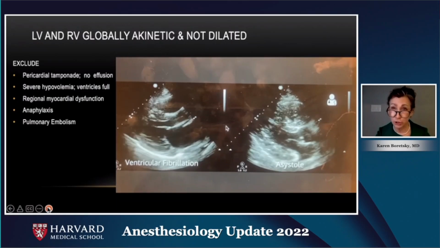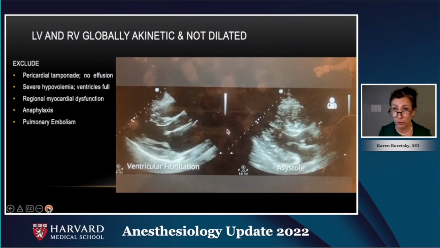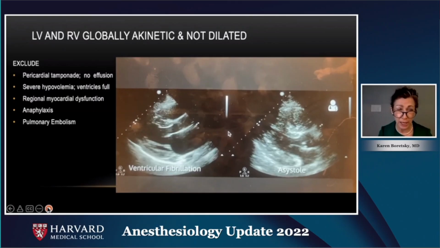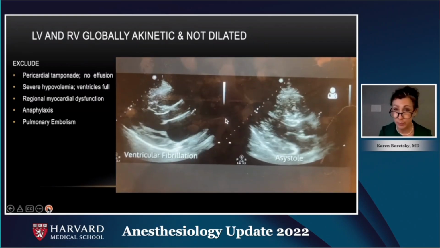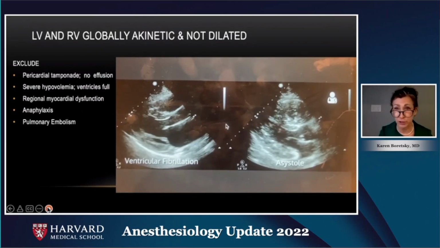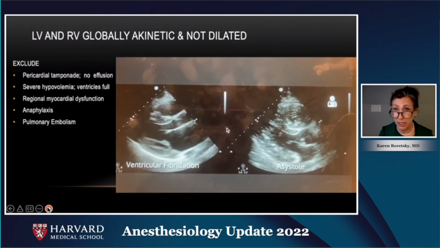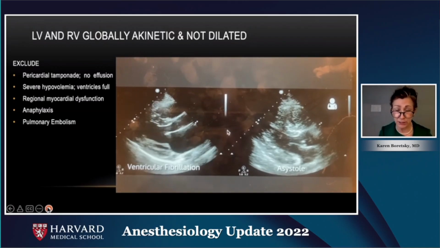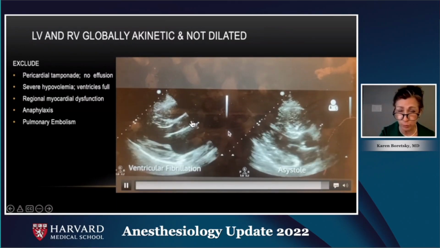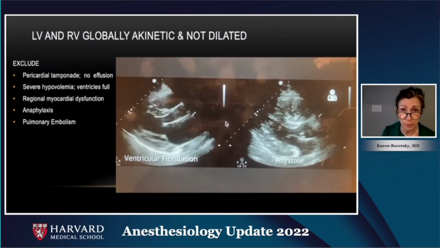What we can exclude from the picture on the left is we know that the patient doesn't have pericardial tamponade physiology and no effusion. We can see that the ventricles are full, and we can rule out severe hypovolemia. We see that there's no regional myocardial dysfunction, there's total myocardial dysfunction. We can rule out anaphylaxis in this setting, and the size of the right ventricle at the top. The right ventricle is normal sized relative to the left ventricle, and so we can rule out a pulmonary embolus.